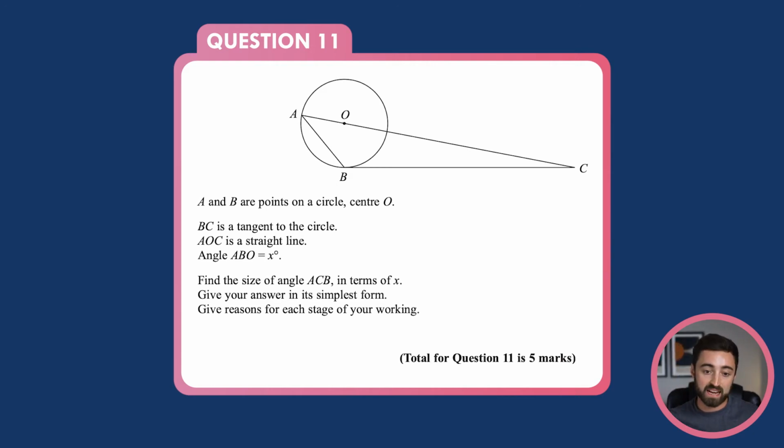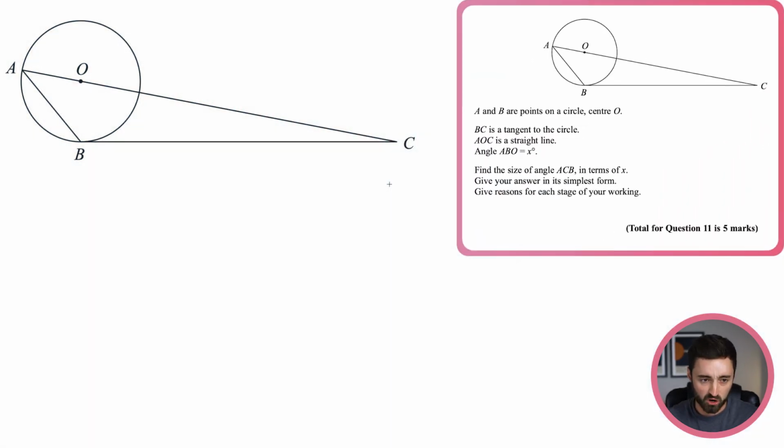Okay, let's get the diagram up here. So let's at least get what they have on this diagram. We're told that ABO is X. So ABO is this here. If I was to draw a line from B to O, I am told that this is X. Cool. Okay. So what I'm going to do here, it says give reasons for each stage of your working.